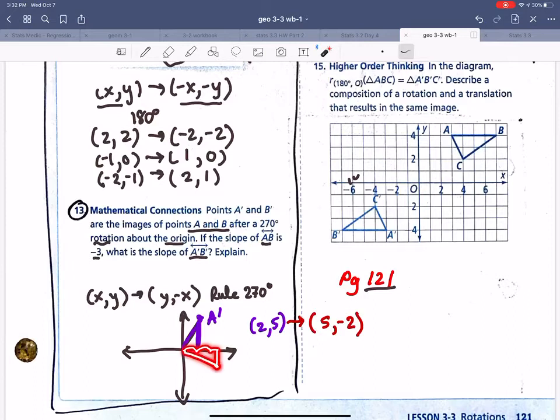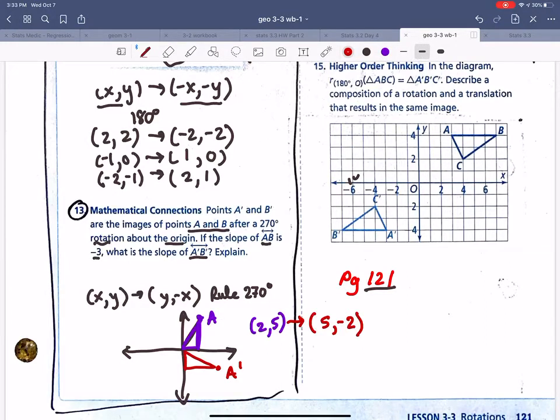So this is a rotation of 270 degrees. If I think about it, this is 90. This is 2 90s. This would be 3 90s, right? And that's what we want, a 270 degree rotation. So our new location would be here. That would be A. Well, I don't know why I wrote A prime. This would be A, and this would be A prime.